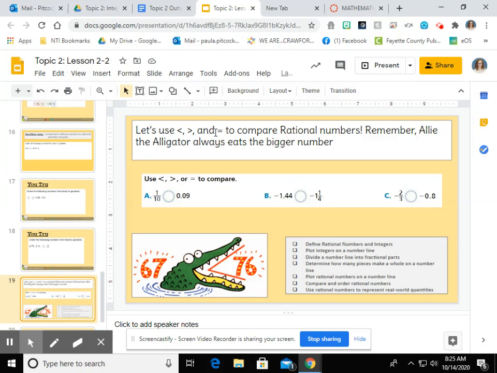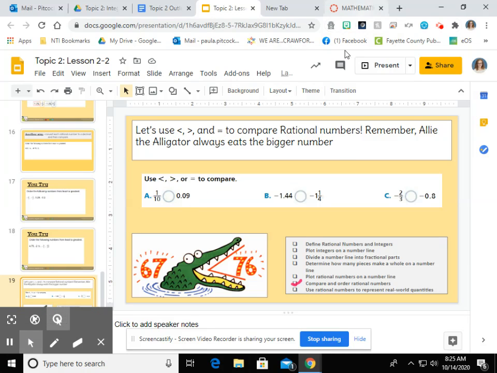So we're going to use those alligator mouths to show which rational number is bigger. And remember, Allie the alligator always eats the bigger number. This is going to satisfy this part right here. Compare and order rational numbers. So let's look at these two. I have 1/10 and 0.09. Well, that's very hard for me to compare right now because one's a fraction and one's a decimal.